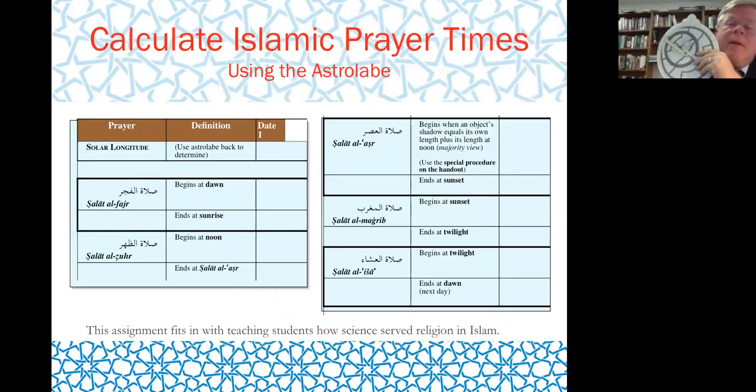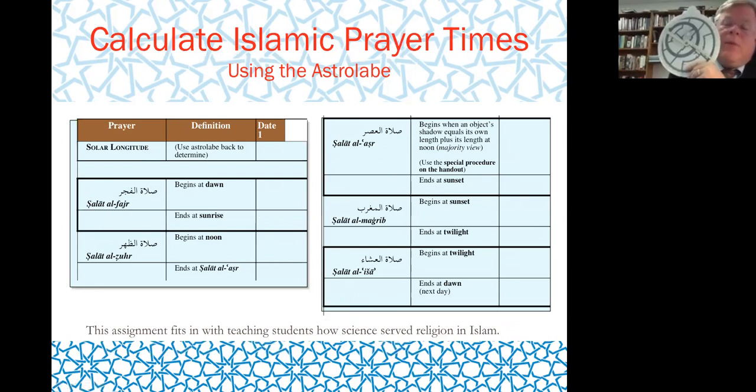Anyway, let's see. Yeah, so here's the 5 prayer times. They're all determined by the position of the sun, whether it's dawn, sunrise, noon, or specific shadow lengths that must then be calculated using the astrolabe, but can be done quite readily.